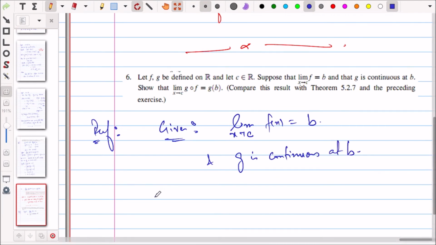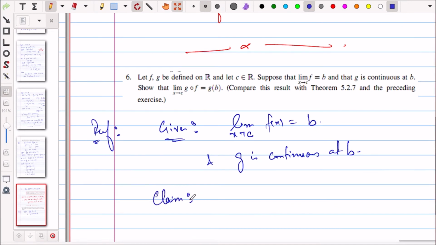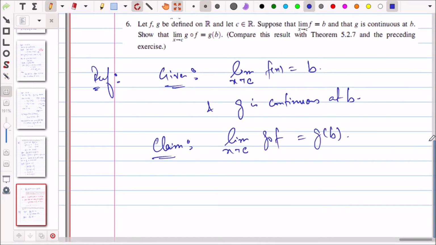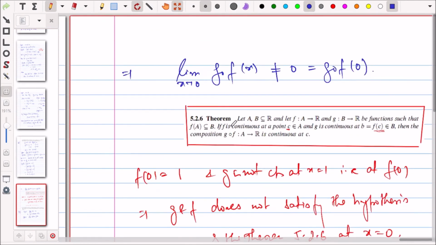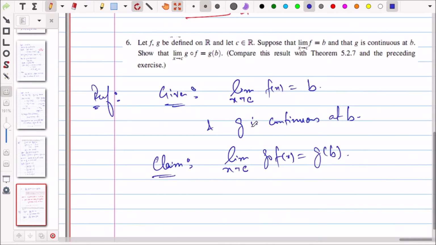And claim: limit x tends to c, g of f equal to g of b. So we have to show limit x tends to c, g of f equal to g of b. To show this, we will just repeat the proof of theorem 5.2.6, but instead of using the continuity part, we will use that limit x tends to c, f(x) is equal to b.